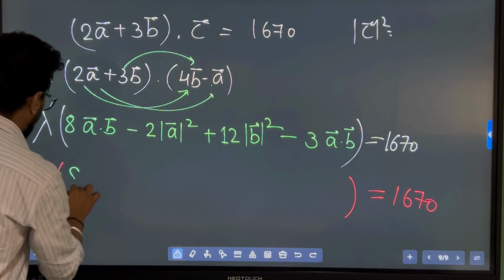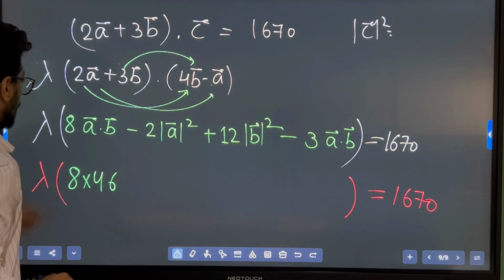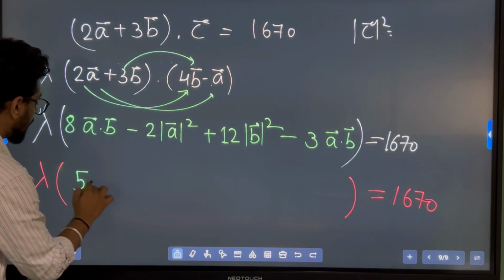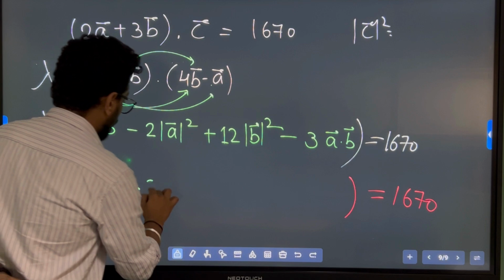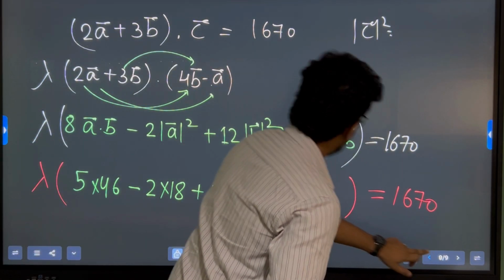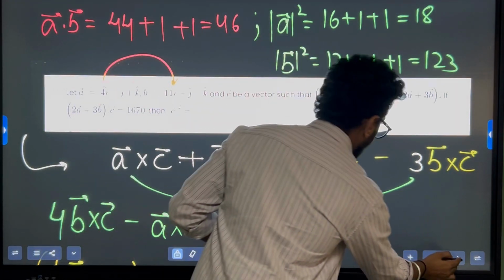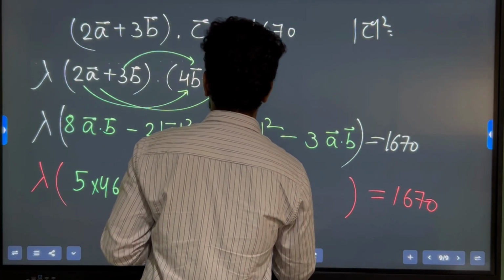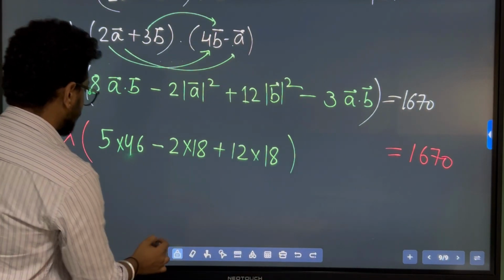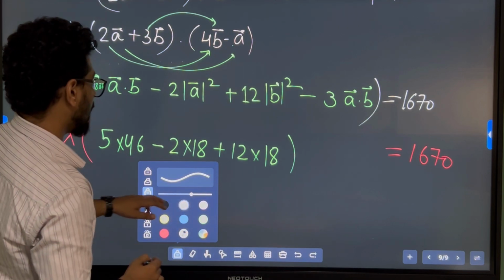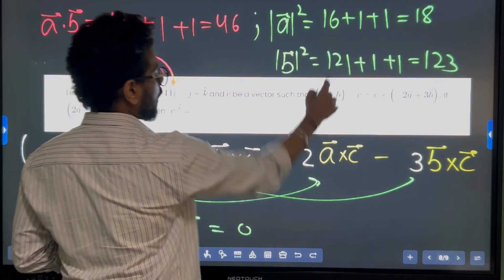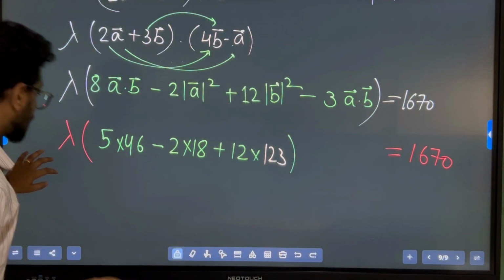So this is 8 times 46. Now 8 a dot b minus 3 a dot b is 5 a dot b. So I will write down 5 into 46. Now 2 into 18 plus 12 into, now what is b square? I'll go back. It's 18. Alright, fine. So this is what we are going to have. This is 123, sorry. Yeah, this is 123. Very calculative question, very lengthy question you can say.